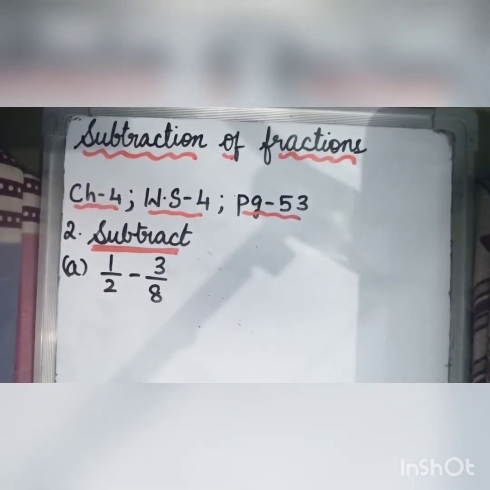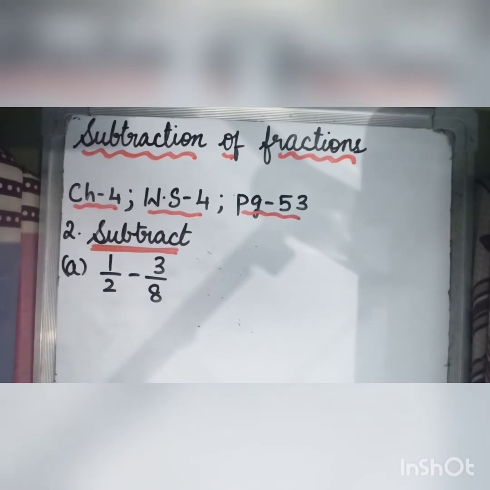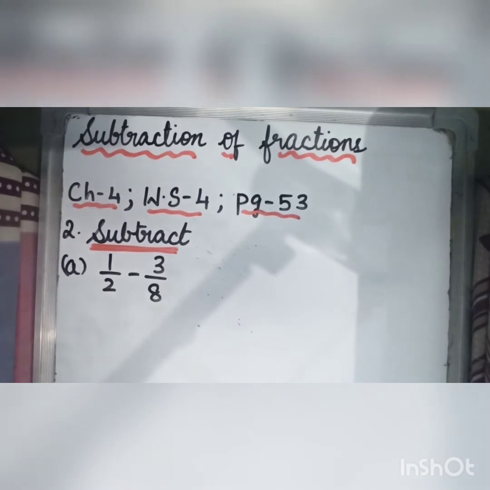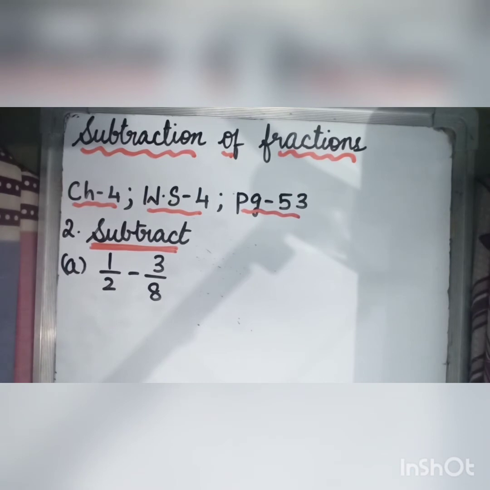Let us now see some examples for subtraction of fractions. In chapter number 4, worksheet number 4 on page number 53, the second bit asks us to do subtractions. Now, there is only one difference between addition of fractions and subtraction of fractions. All the steps of both of them are the same: taking the LCM, converting them into like fractions. In addition you just have to add the numerators after you get the like fractions. In subtraction you just have to subtract the numerators when you convert them into like fractions.